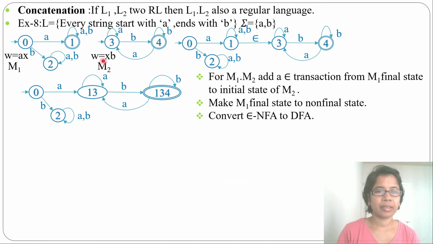Steps for finding concatenation: add an epsilon transition from the final state of the first machine to the initial state of the second machine, and convert the final state of the first machine to non-final. Now we have an epsilon NFA, then convert that epsilon NFA to DFA.